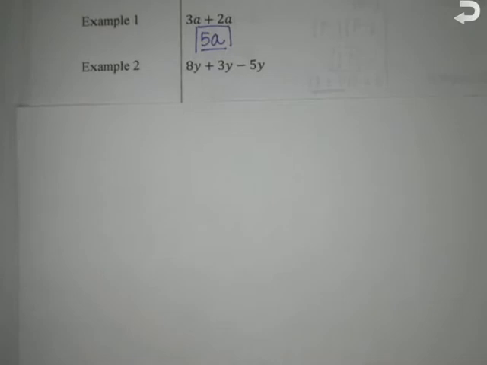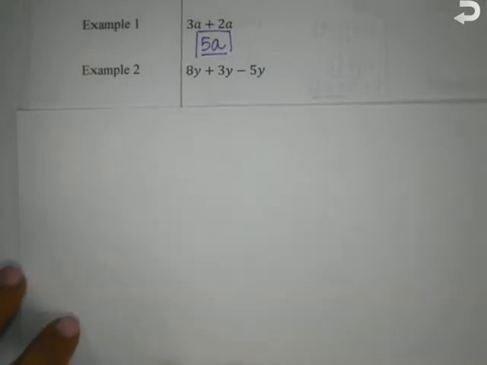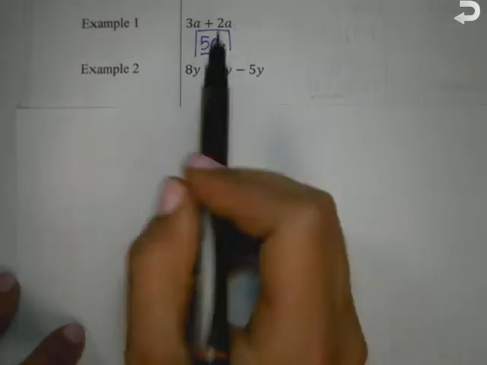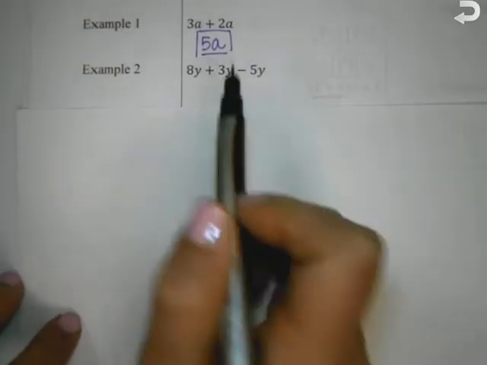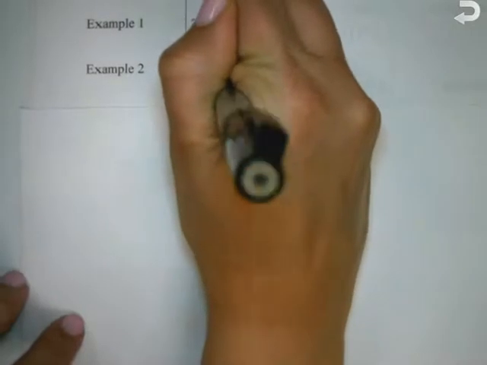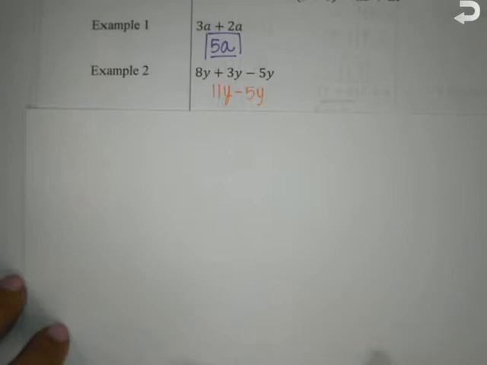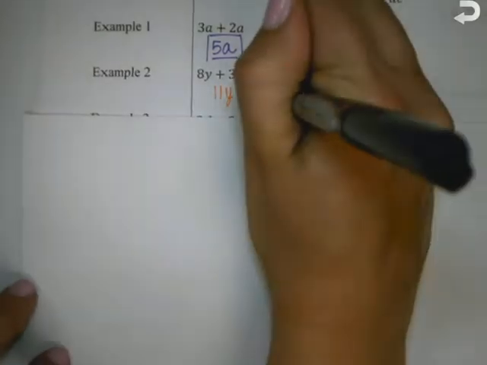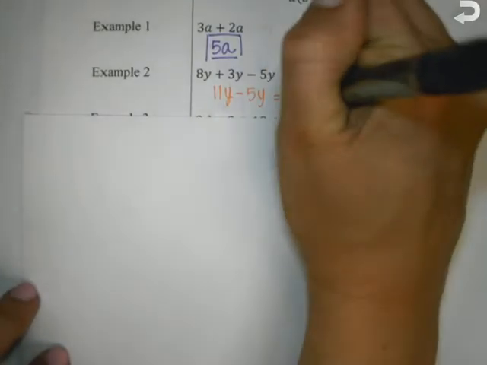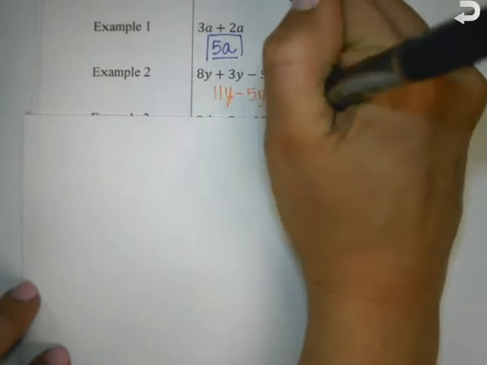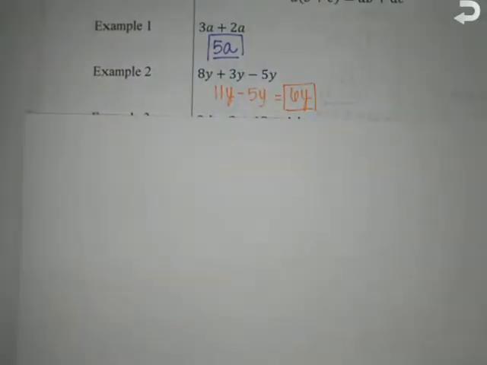Okay. Example 2. 8y plus 3y minus 5y. Are all of these like terms? Yes, they are. So which direction do we have to go? Left to right. So what is 8y plus 3y? 11y. So this is 11y minus 5y. I want you to show every step. And what's 11y minus 5y? 6y. So my answer is 6y. Why? Because it's y.